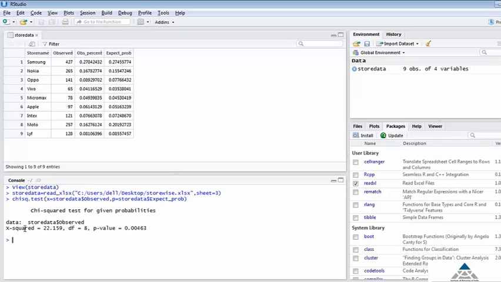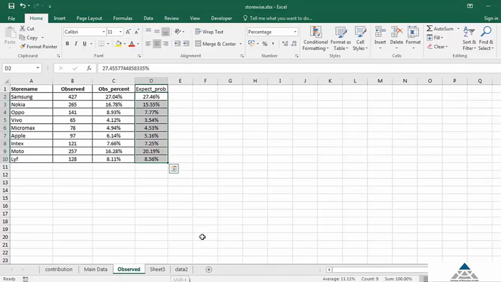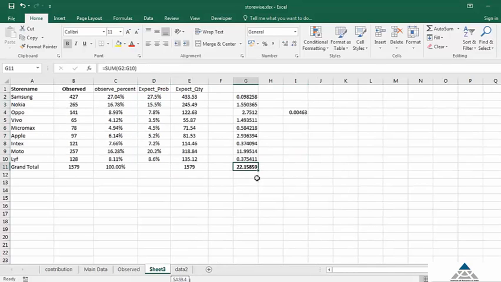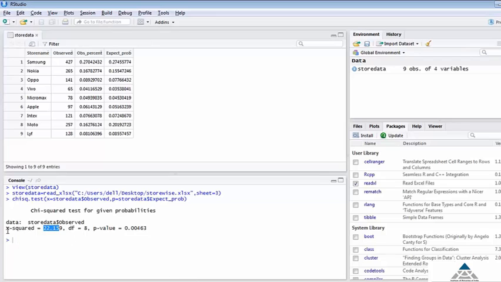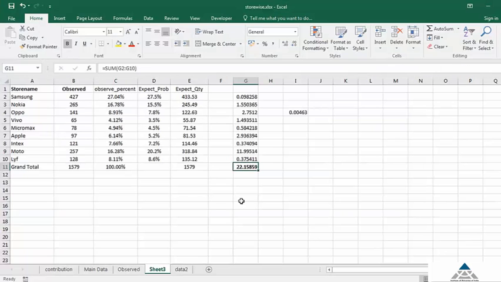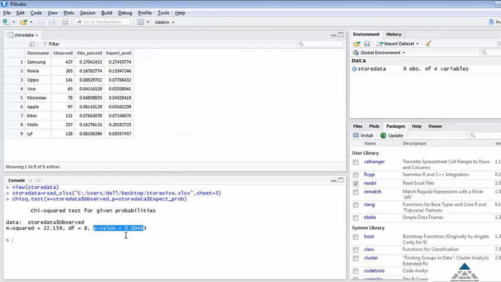We can see we get the chi-square test statistic value of 22.159, which is the same as we got earlier. The degrees of freedom is 8 and the p-value is 0.463%. If you remember, we had seen these values in our previous video of test of two proportions also. Even there, the null hypothesis was rejected.